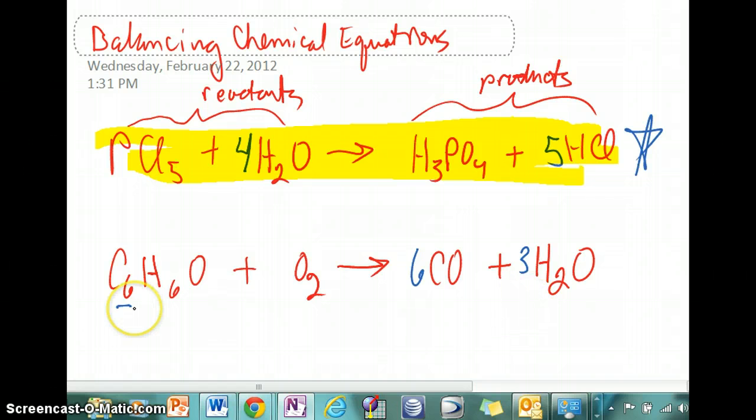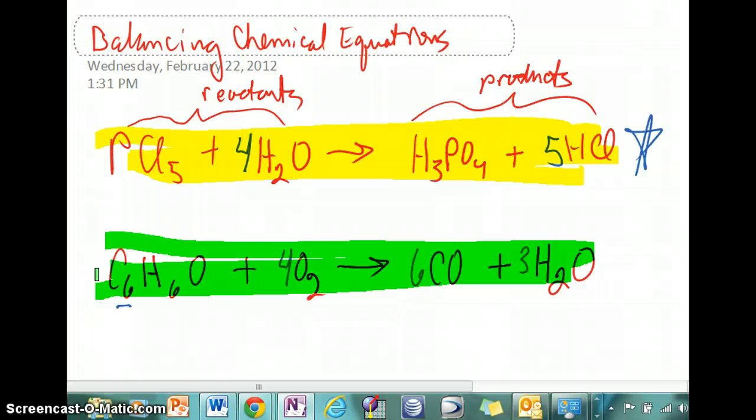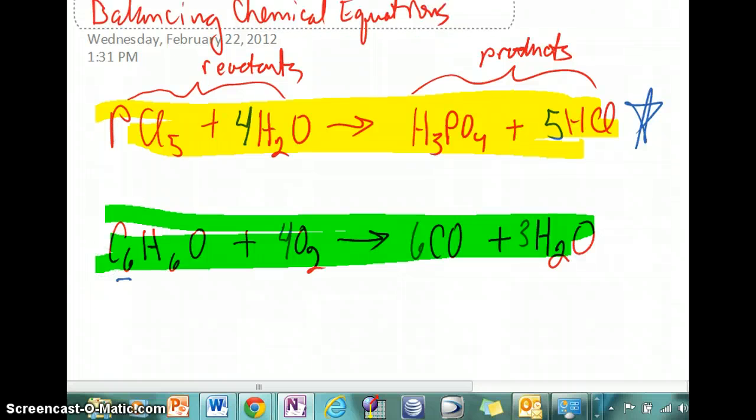Now let's check our oxygens. On this side, I've got 6 plus 3, so 9 oxygens on the right. On the reactant side, right now I've got 3. But if I put a 4 here like this, that would be 8 plus 1. That would be 9. So this must be balanced now, because I have 6 carbons and 6 carbons, 6 hydrogens and 6 hydrogens, 9 oxygens and 9 oxygens. So let's give ourselves a little reward, and say that that is all right. We're balancing it by bouncing back and forth.